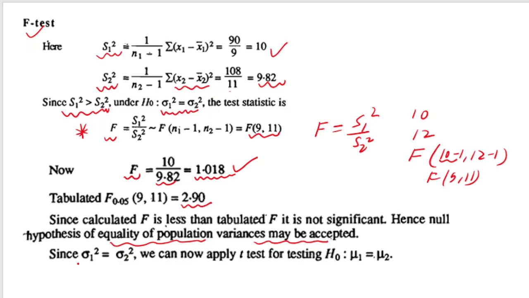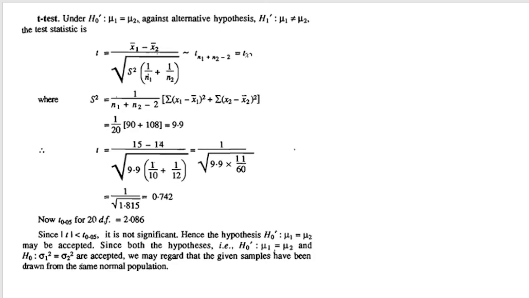Now that the equality of population variance is accepted, we can apply the t-test. In the t-test we have to test for the equality of means. So we are assuming the null hypothesis H0′, that mean μ1 is equal to μ2. Now what is the formula for the t-test? H0′ is μ1 equal to μ2, and the alternative hypothesis H1′ is μ1 not equal to μ2. The dash can be ignored also, but because we already used H0 in the previous F-test, that is why we are calling it H0′.